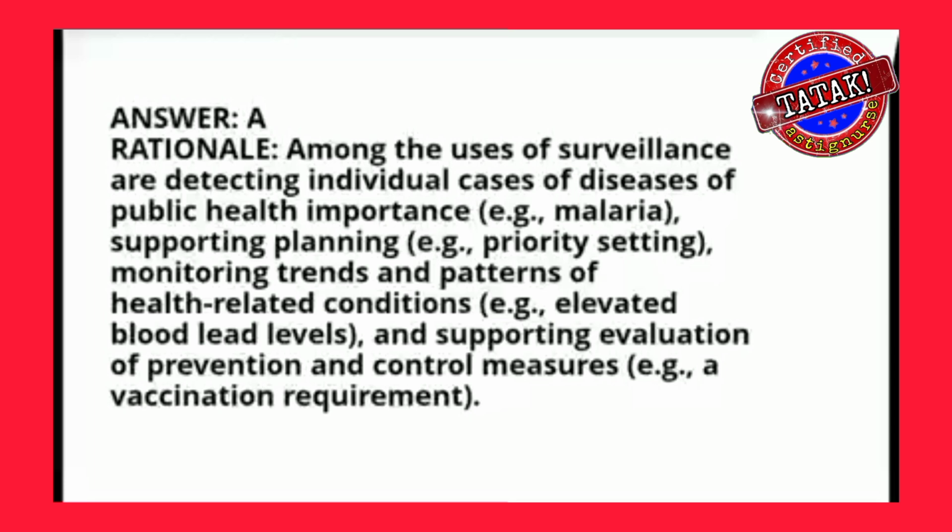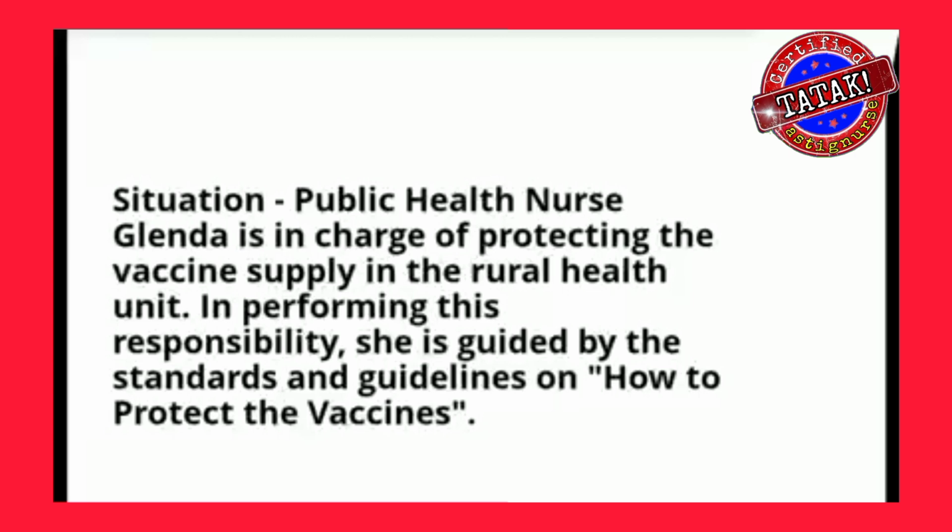So letter A is the correct answer. So all of these are an example of a need for public health surveillance. Okay, so next situation, public health nurse Glenda is in charge of protecting the vaccine supply in the rural health unit. In performing this responsibility, she is guided by the standards and guidelines on how to protect the vaccines. Okay, so it's all about your protection of your vaccine potency.